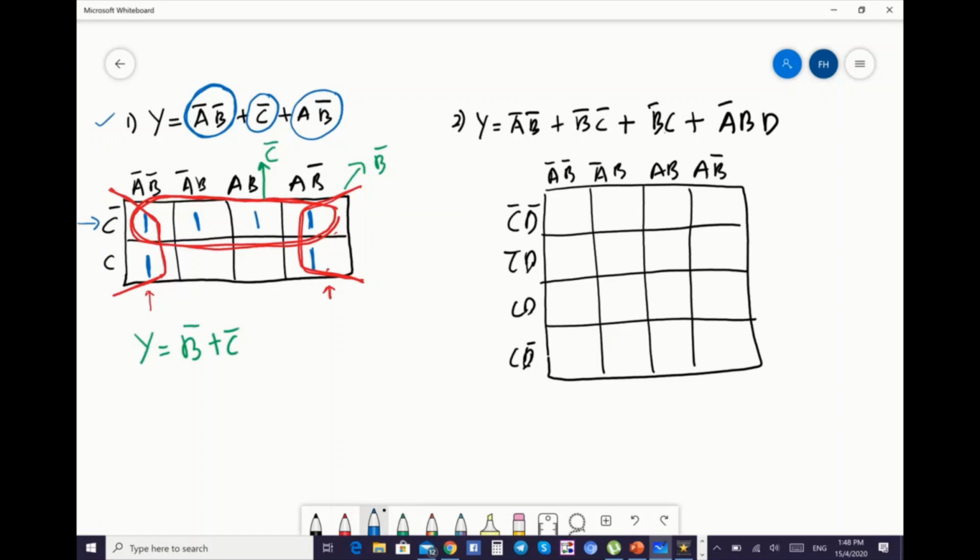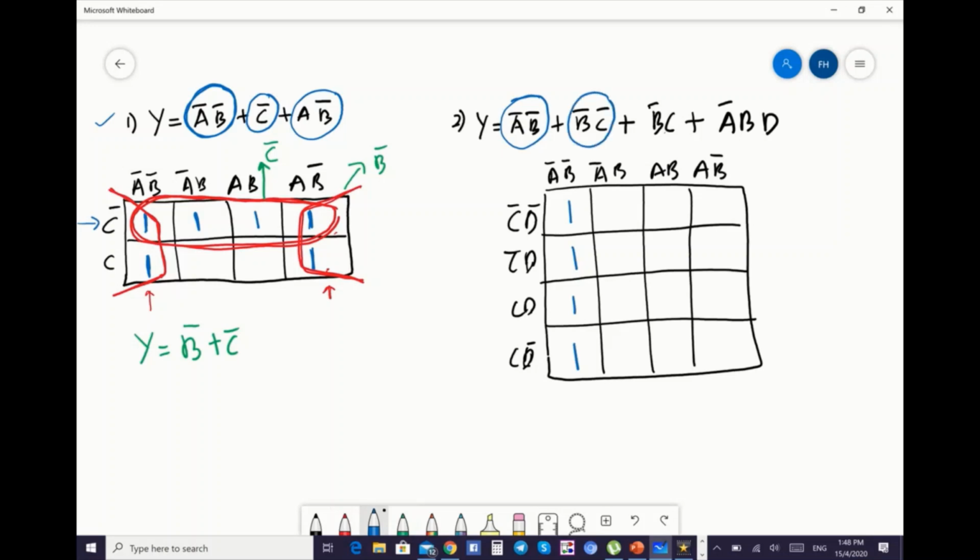Next example is for 4 variables. First, mapping for the value A bar and B bar. These 4 columns have A bar and B bar, so that's why we map all 4. Okay. Second, B bar and C bar.